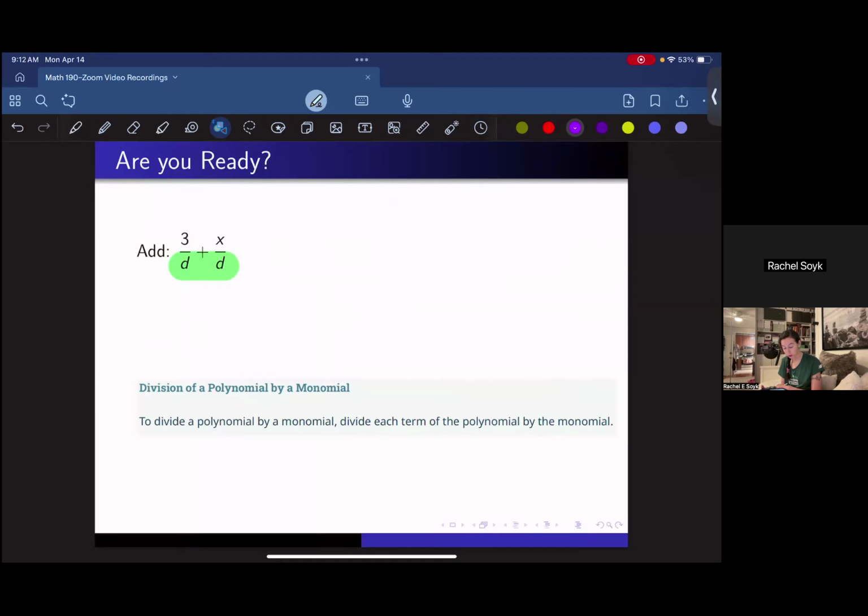Okay, so let's do a quick warm-up problem. 3 over d plus x over d. Well, this is the same as when you're adding fractions that have the same denominator. This is the same as 3 plus x over d, which technically our numerator is a polynomial. Our denominator is a monomial. Are you getting the gist? So what can we do? We can break up our polynomial into two separate monomials, and then we can go ahead and simplify from there.